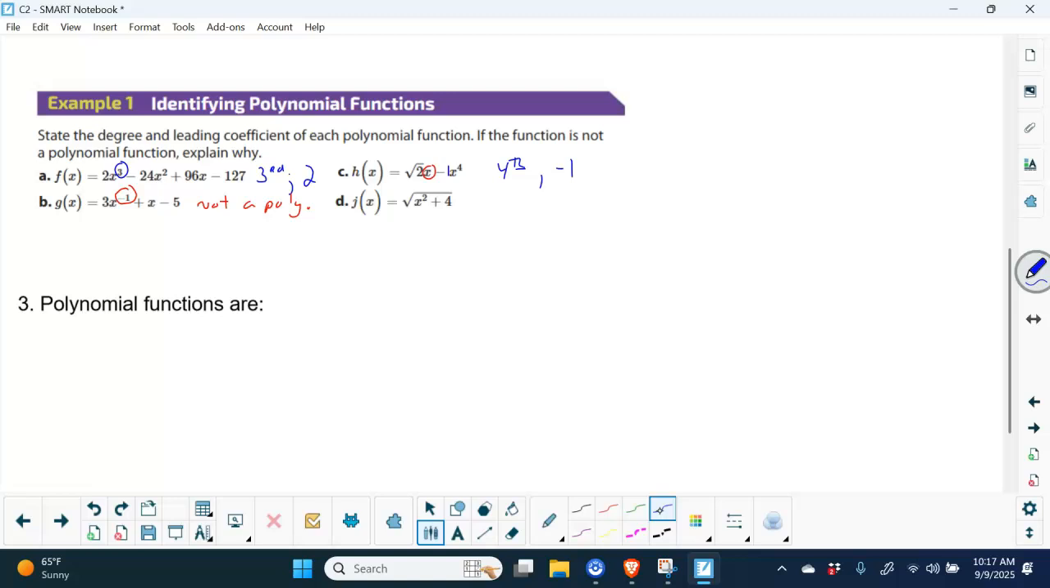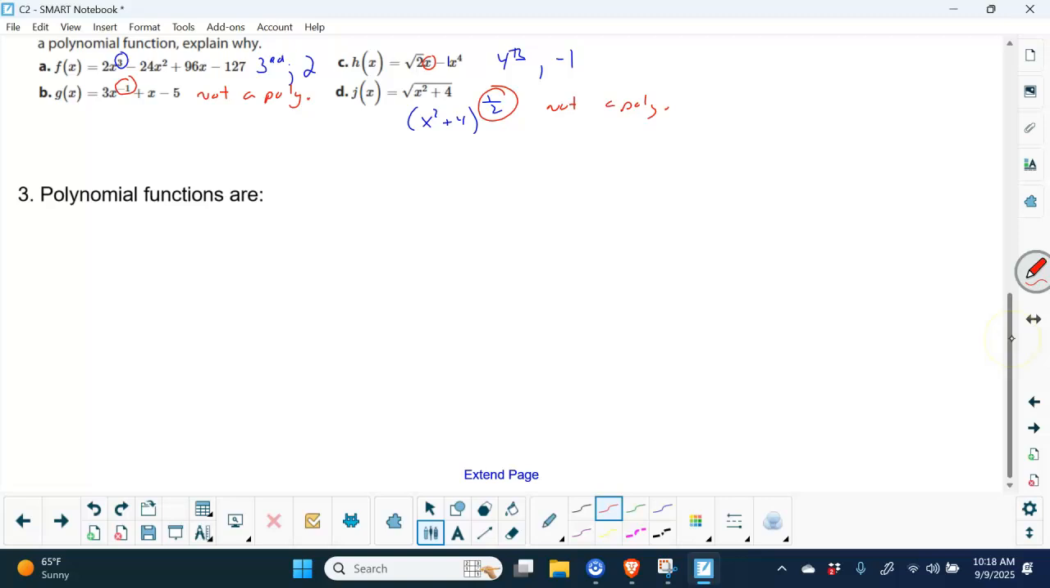All right, and then D, this whole thing, remember we talked about this yesterday, I believe. This is the exact same thing. It's to the 1/2 power. That's not a whole number. It's not a poly. Okay? So identifying polynomial functions.